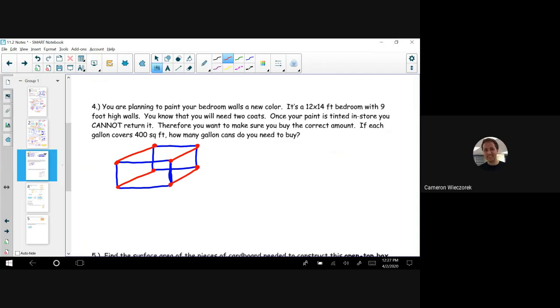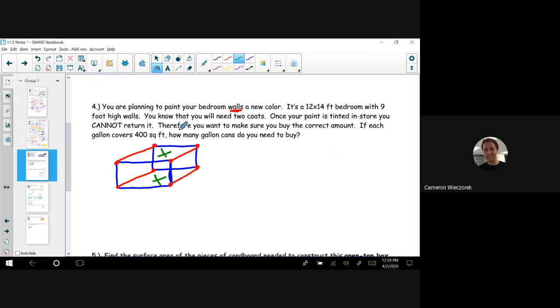Okay. Now, what does it say? You're painting the walls of your bedroom. Last time I checked, the ceiling and the floor are not going to get considered to be walls. Okay, especially not the floor. You're not going to paint your floor. So I'm just going to put an X through those 2 surfaces. We really only care about the lateral surface in this problem. We don't care about the base on the top and the base on the bottom because those are not walls.